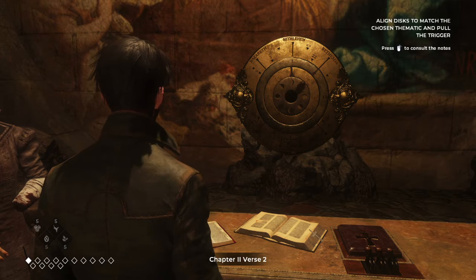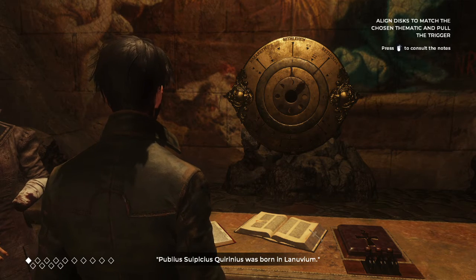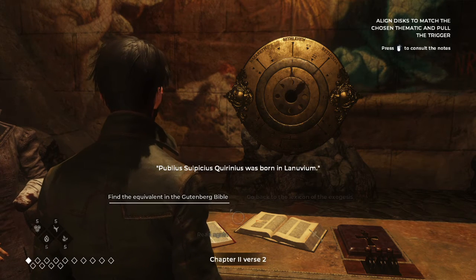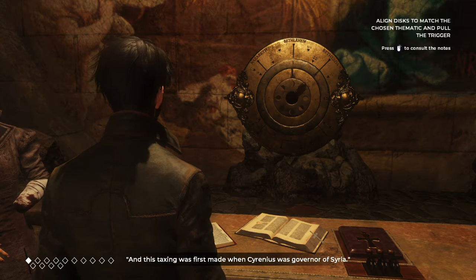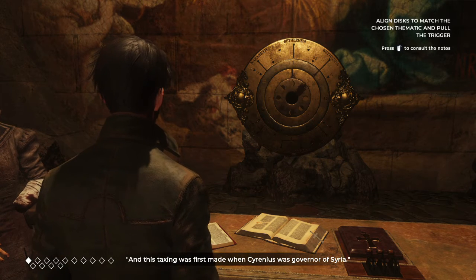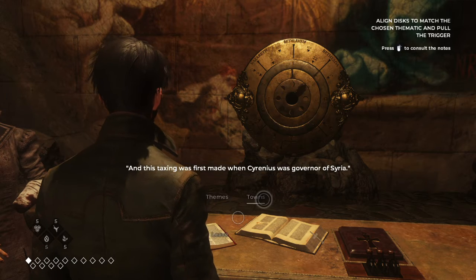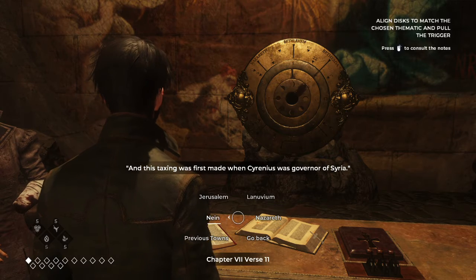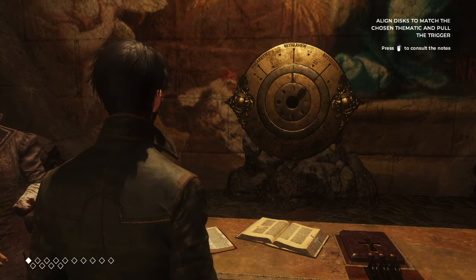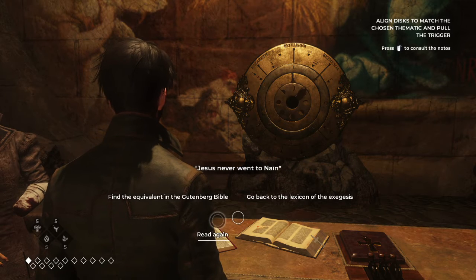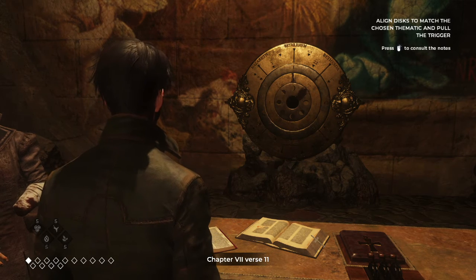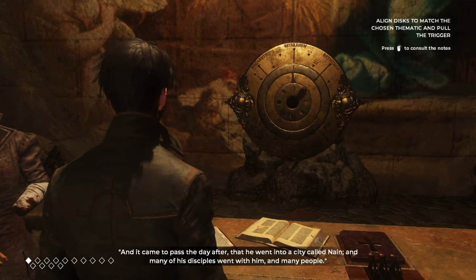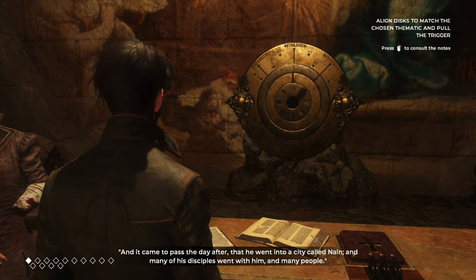Chapter 2, verse 2. Publius Sulpicius Quirinius was born in Lanuvium. And this taxing was first made when Cyrenius was governor of Syria. Chapter 7, verse 11. Jesus went to Nain. And it came to pass the day after that he went into a city called Nain, and many of his disciples went with him, and many people.